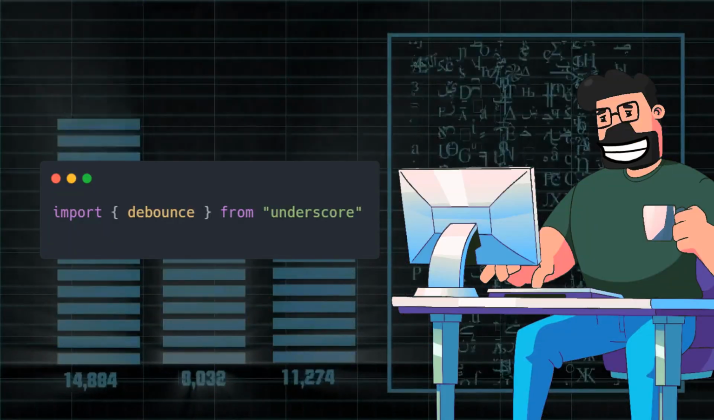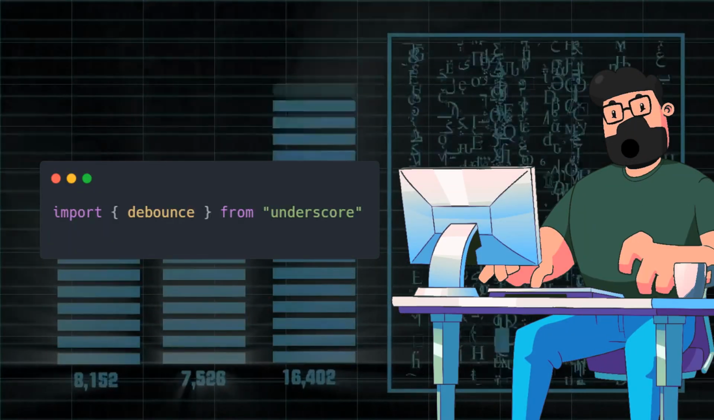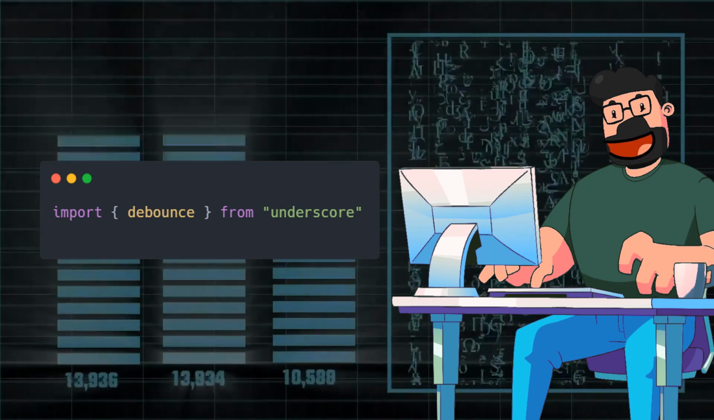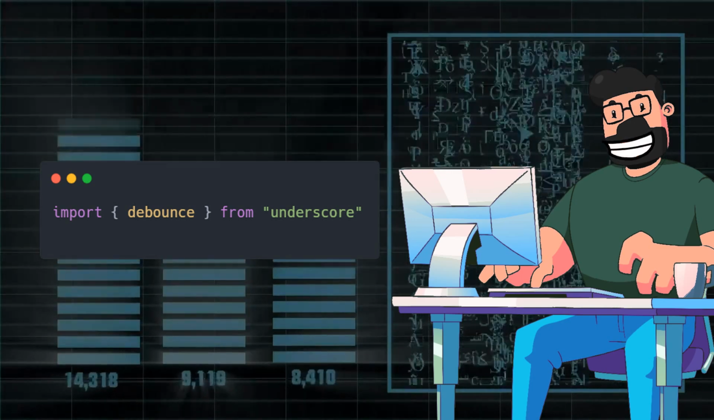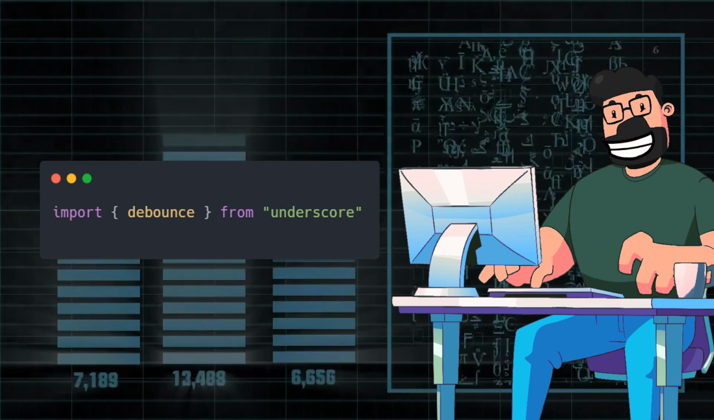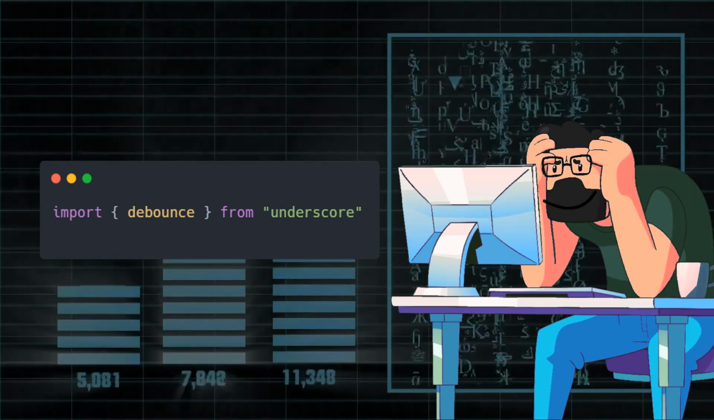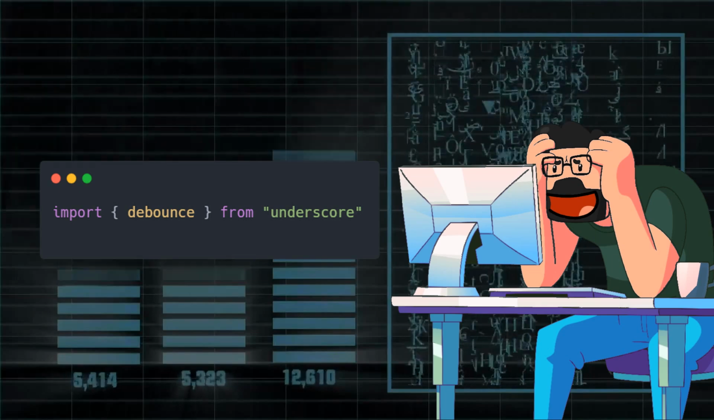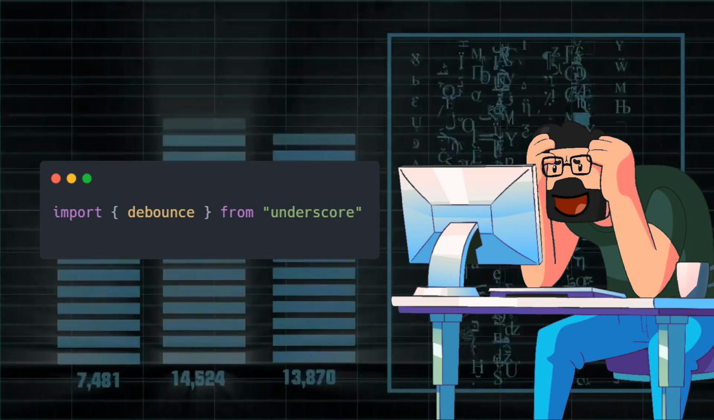Expanding on the solution, incorporating import debounce from underscore into your JavaScript files allows for seamless access to the specific functionality you need from the underscore package. This targeted import ensures that the required functionality is readily accessible within your application.